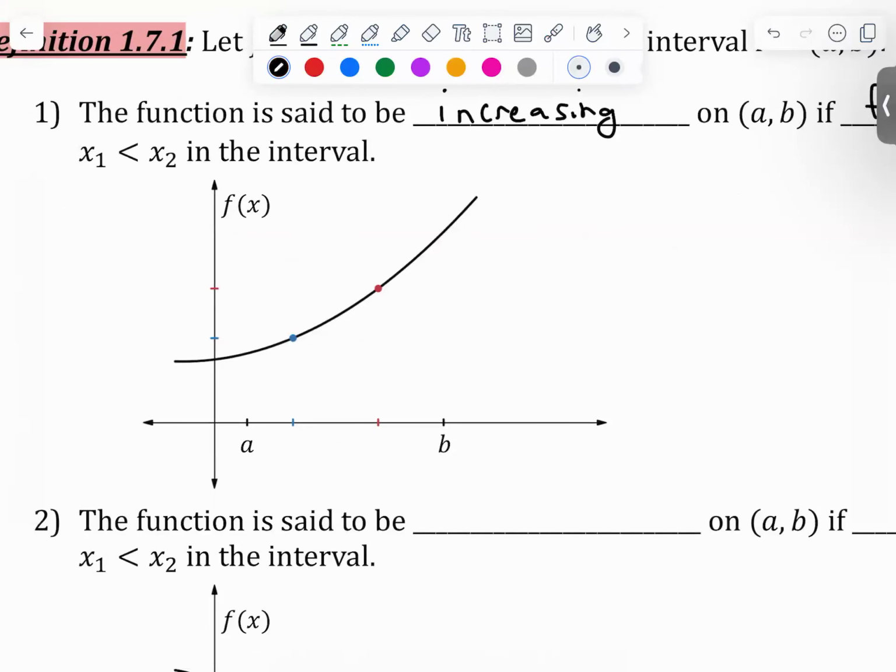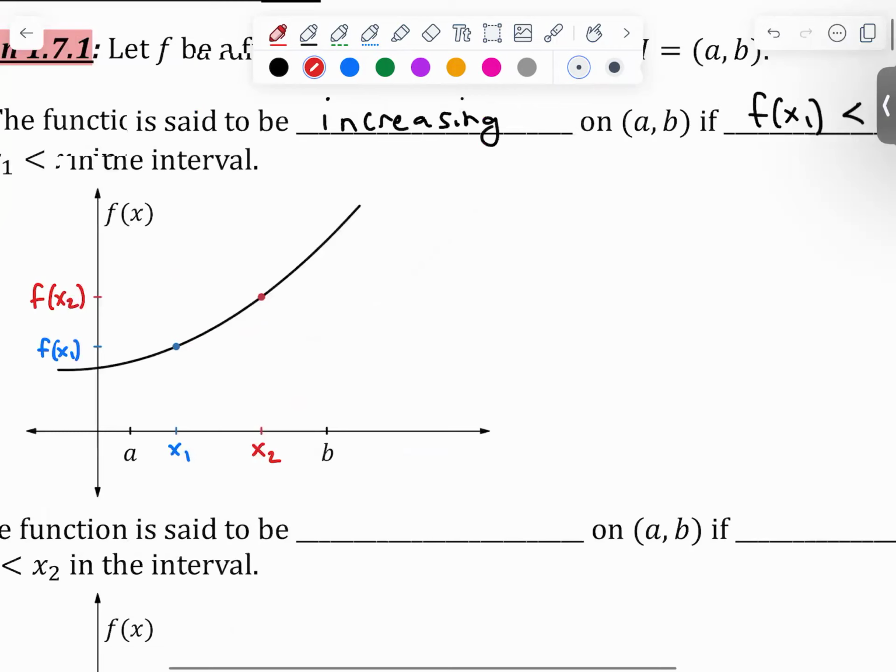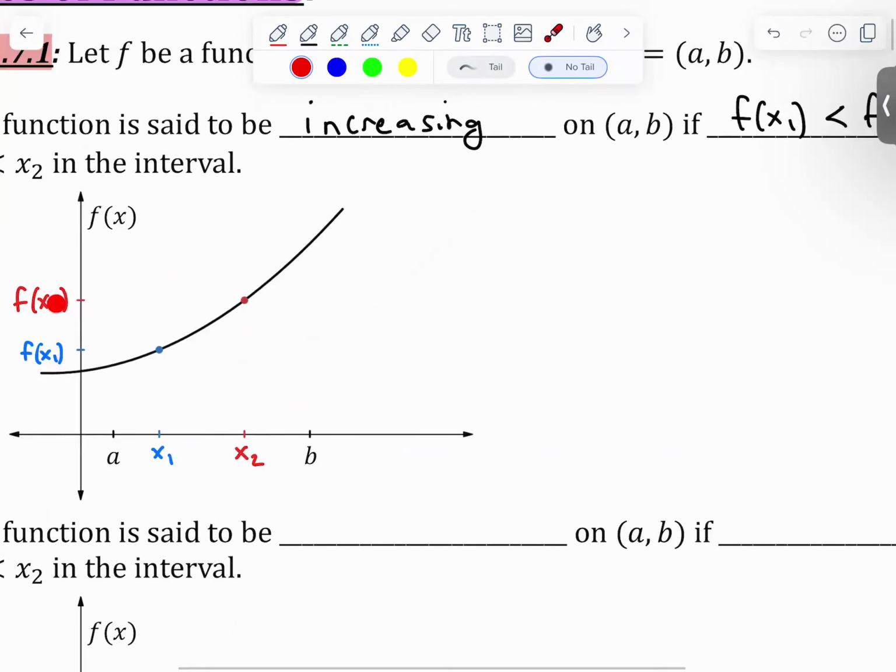So, for all x1 less than x2 in the interval. So, this would be your x1, and this would be your x sub 2, right? This would tell us that x sub 1 is less than x sub 2. Corresponding with this, this value in blue is f of x sub 1, and this value in red is f of x sub 2. And you see that f of x sub 1 is less than f of x sub 2. And so that is what the definition is trying to describe via English instead of a picture.